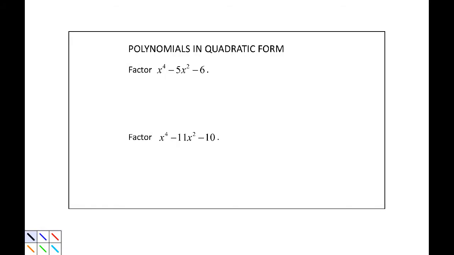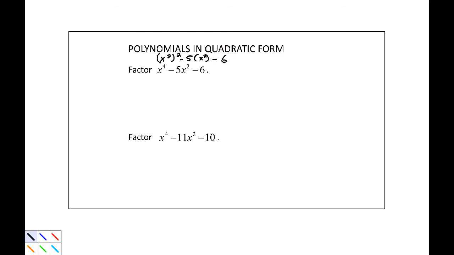The next type of polynomial we're going to factor are polynomials in quadratic form. So if you notice, these have the form of something squared. Now it's not an x squared, but we have something squared. I'm going to write it this way. This is x squared squared minus 5 times x squared minus 6. We have something squared, constant times that something, minus our constant.